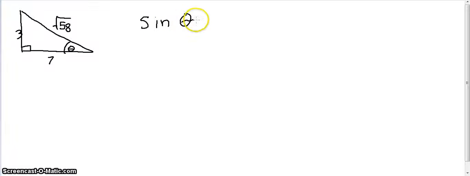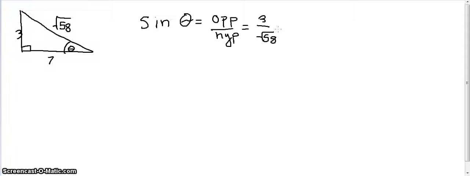If you remember, sine of theta is going to be equal to opposite over the hypotenuse. So if here is theta, we know that the opposite side is going to be the 3, so we're going to have 3 over the hypotenuse, which is going to be the square root of 58. Now the problem with this is we never ever want to leave a radical on the bottom of a fraction. So we're actually going to go through the process of rationalizing the denominator.